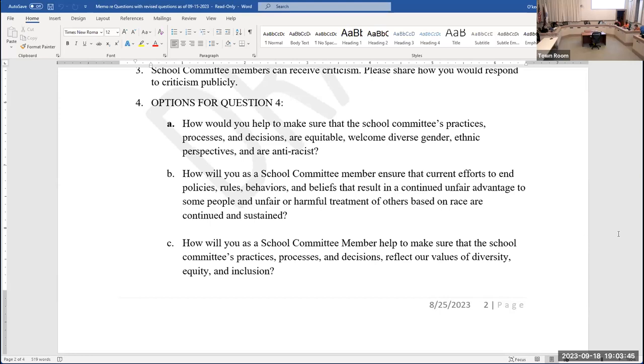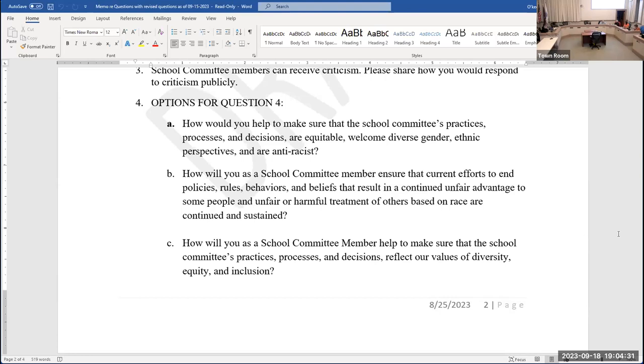So I support Jennifer in favoring option A here. A little bit of scrivener's correction, in the part that says welcome diverse, comma, ethnic perspectives, I would say diverse gender, comma, ethnic perspectives. I would add the word and between gender and ethnic. But I think it gets much more to the original purpose of the question while expanding it in light of the most recent issues that the school community has been facing.